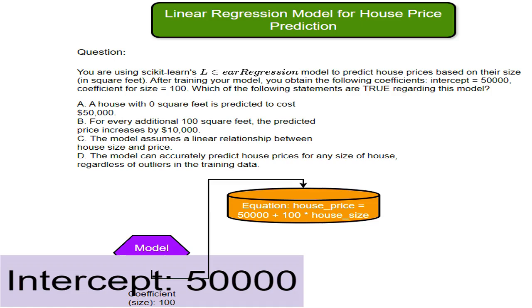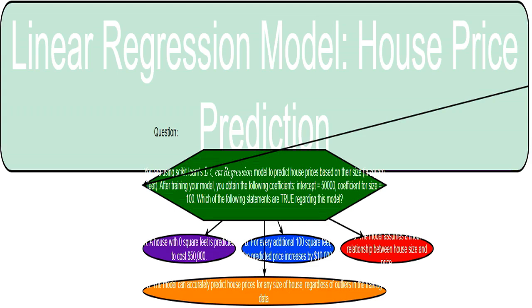The coefficient for house size is 100. This means for every additional square foot, the predicted house price increases by $100. This is the title of the problem. I'm using a linear regression model, a common tool in machine learning, to predict house prices. It's like drawing a straight line to best represent the relationship between house size and price.